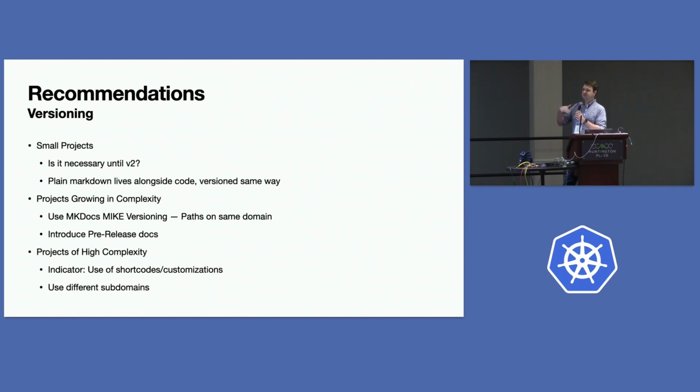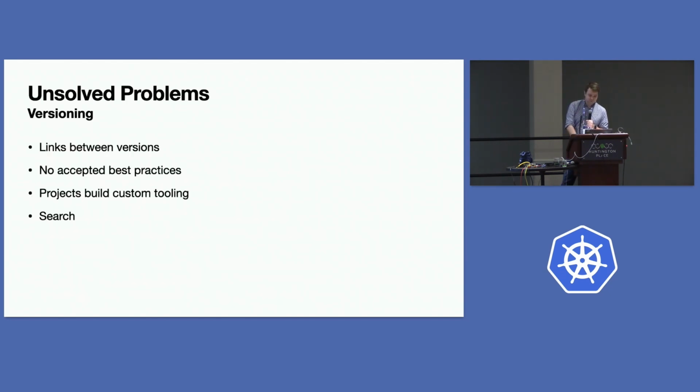Pre-release docs means when you do a PR against main, it goes to a pre-release or preview version instead of the currently released version. And then when you release a new version, the docs get promoted. I think that's a good pattern. And then as projects get into higher complexity, like you're using a lot of shortcodes or custom layouts, that's when you should start to consider deploying different versions on different subdomains.